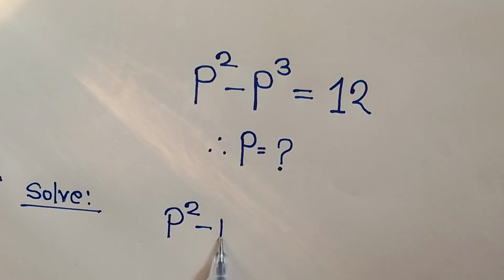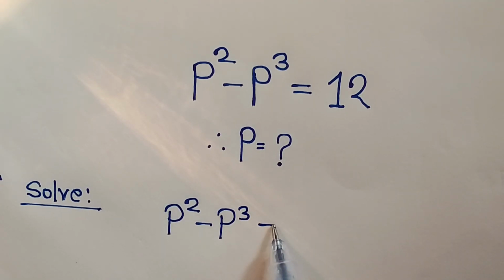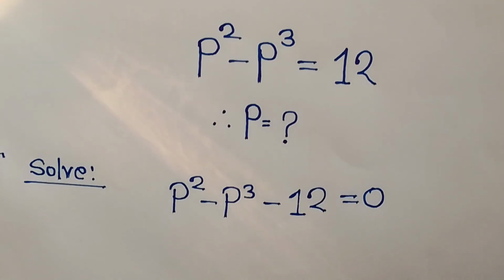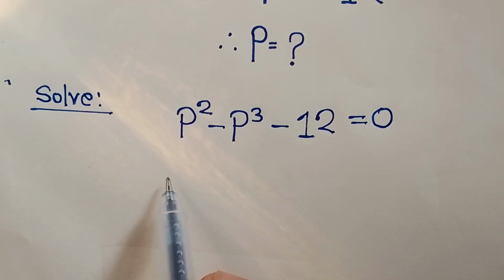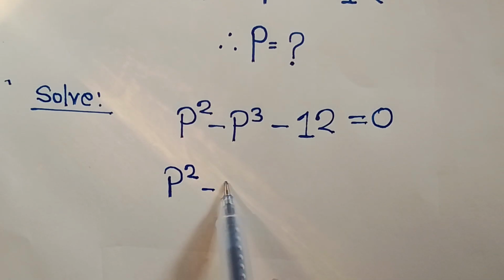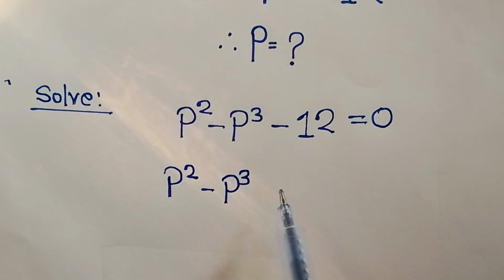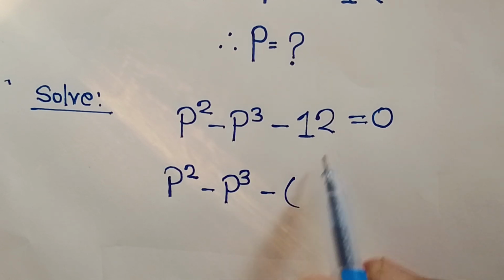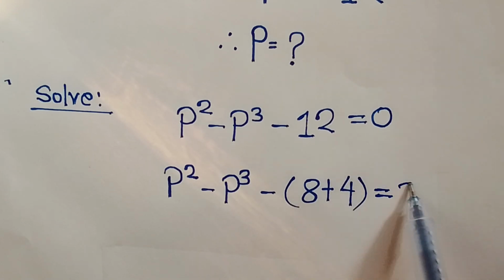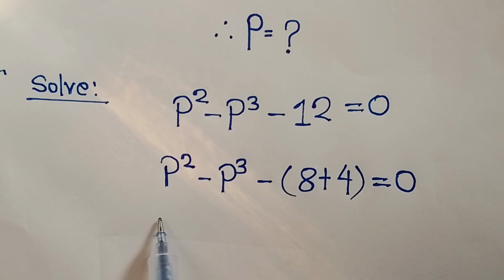So here we can write p square minus pq, and take the 12 from the right side to the left side, minus 12 is equal to 0. After that we can write p square minus pq minus, in brackets, we can write 12 as 8 plus 4, right? Yeah, we are following the mathematical terms, nothing else here.